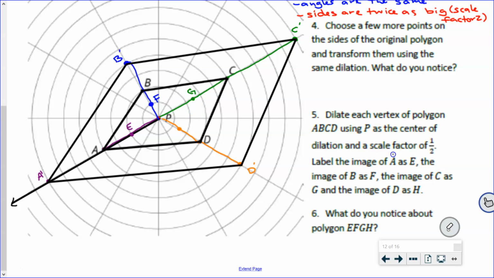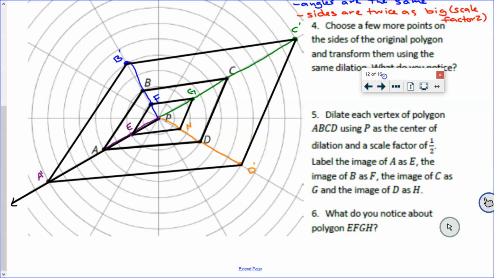Man, if only it were written down or something. A is labeled as E, B is labeled as F, C is labeled as G, and D is labeled as H. Okay, and just like before, we connect them. It's awesome is what it is.